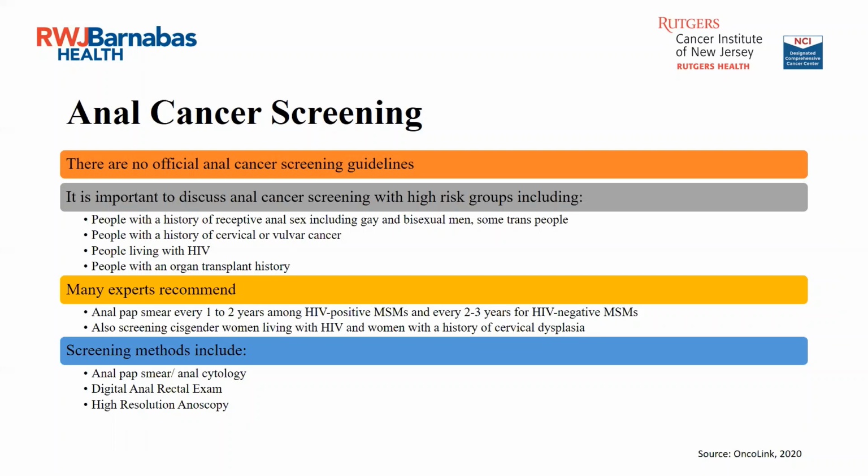Many experts do recommend doing an anal pap smear alone every 1 to 2 years among HIV positive men who have sex with men, and every 2 to 3 years for HIV negative men who have sex with men. It's also recommended for some cisgender women living with HIV and women with a history of cervical dysplasia. Some screening methods for anal cancer might include an anal pap smear, digital anorectal exam, and a high-resolution endoscopy.